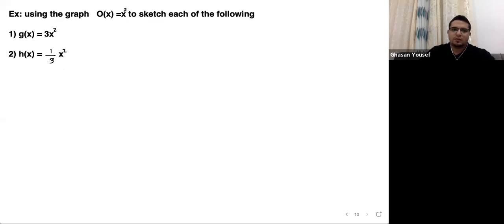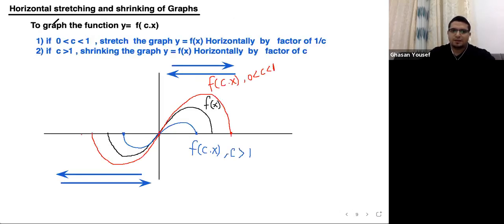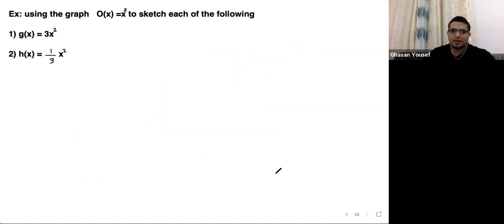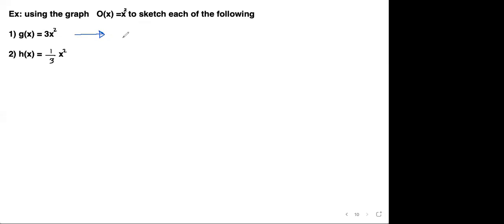Okay, next time we're going to graph these by using the rules for horizontal and vertical stretching and shrinking. But let me give you the idea here fast. Is this horizontal or vertical? And is it stretching or shrinking?